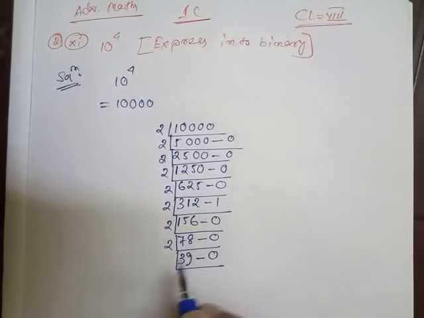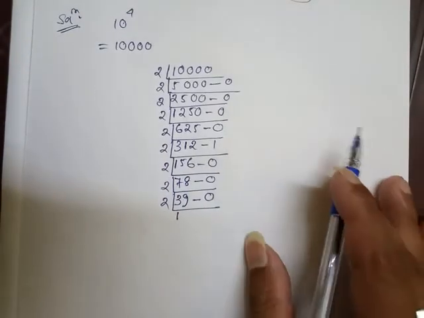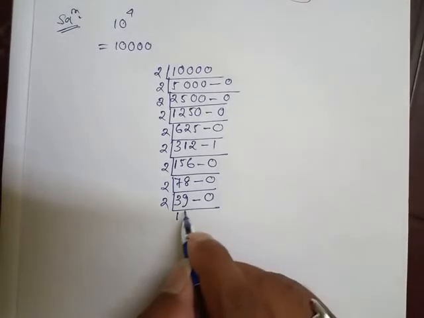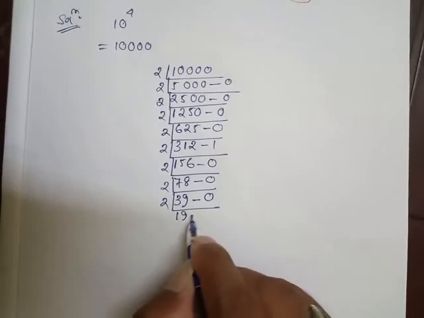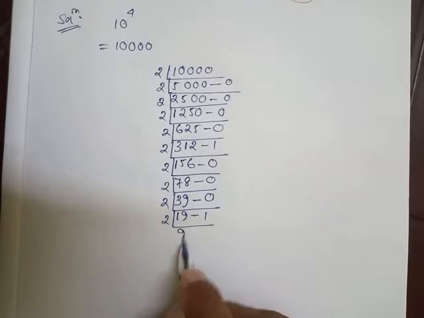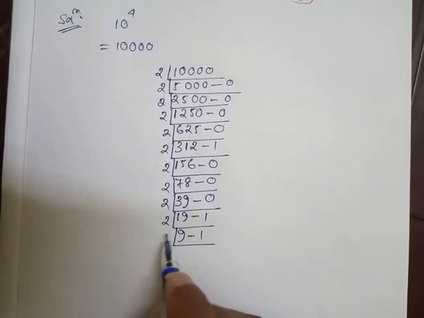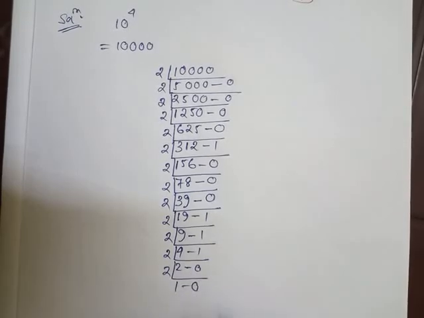We'll go for the division again with 2. 2 1s are 2, 3 minus 2 is 1, so 19 means 9 2s are 18, remainder is 1. Again go for the division with 2, then 9 2s are 18, remainder is 1. We'll go for the division again with 2. 4 2s are 8, remainder is 1. Then with 2. 2 2s are 4, remainder is 0. Then 2 1s are 2, then remainder is 0.